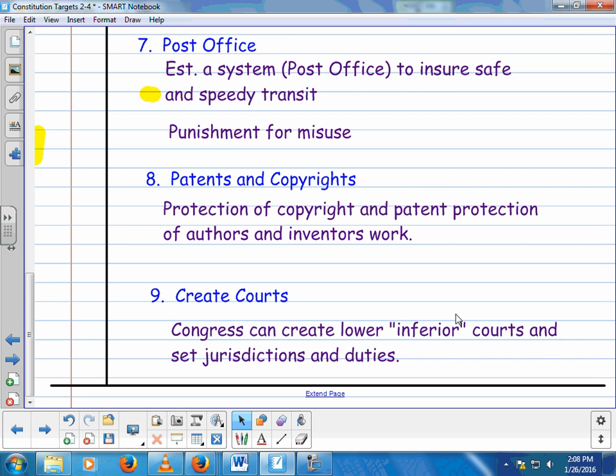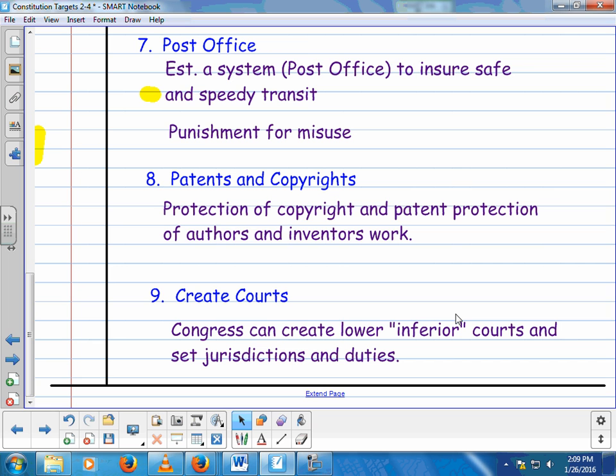All right, number 9, creating courts. Congress can create lower, inferior courts and set jurisdictions and duties. As we get a little further on, you'll know that the Constitution has already created the Supreme Court, but that was the only court it created. Our founding fathers left it up to Congress to create additional courts, known as inferior courts to the Supreme Court, and to set jurisdiction and duties.